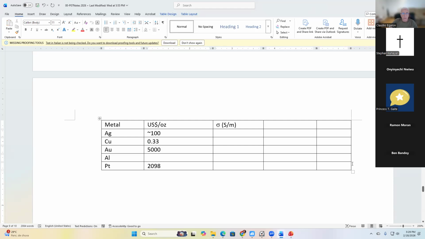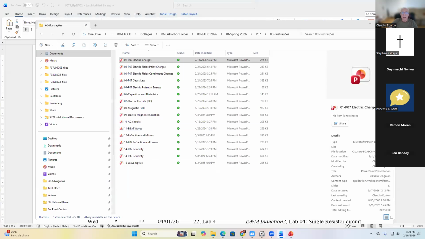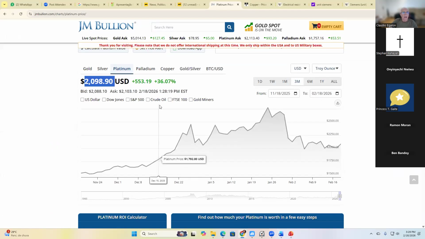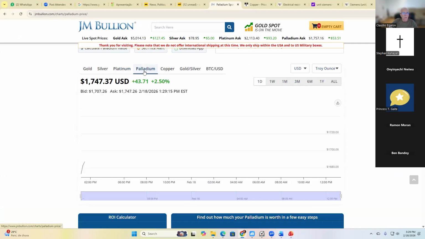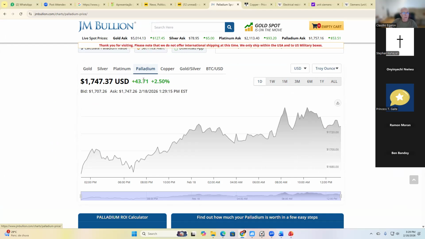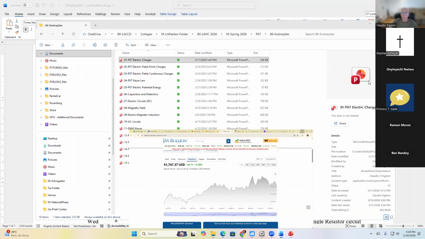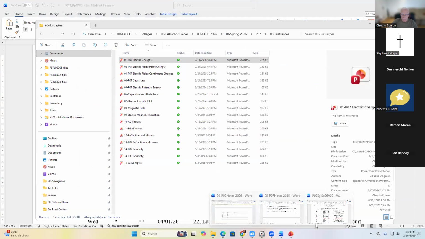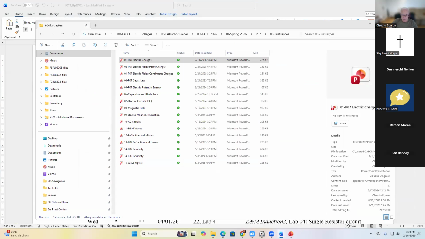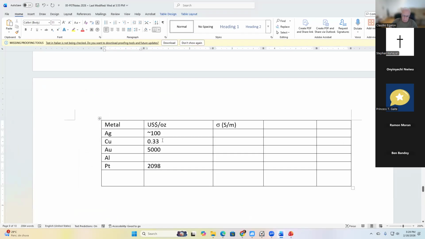Another one. Let's see which one we can get. Palladium. Palladium has very good industrial applications. 1,747. That's today's price, okay? This price can change. Pd, right?